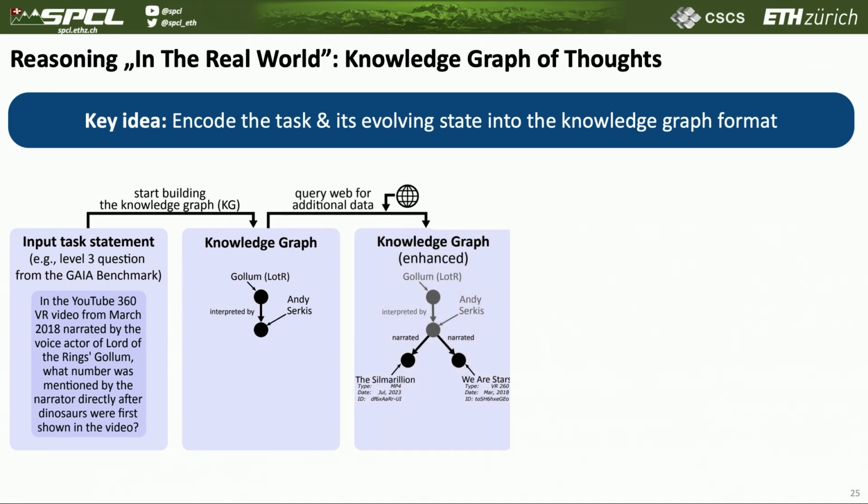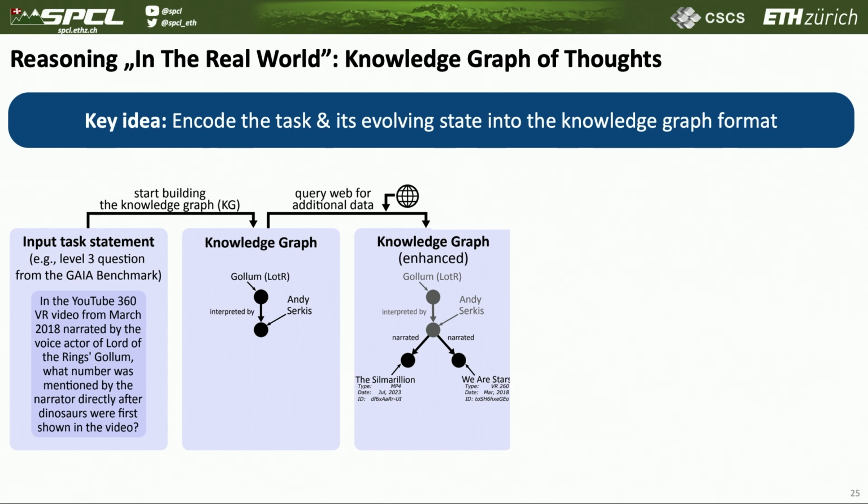And then we do the next step, which is basically using some tool, right? So this is the iterative process where we are doing some reasoning to decide if we have enough information or not. But overall, we are iteratively running different tools as selected by a special LLM. In that case, we would be querying the web for additional data, and we would be, for example, adding these two edges here, The Silmarillion and We Are Stars. Right? So these are both films with this actor.